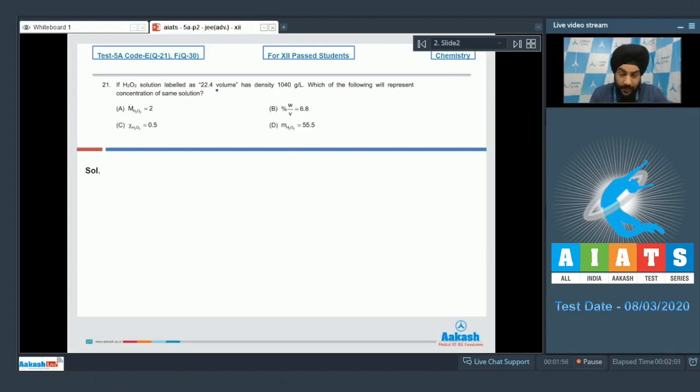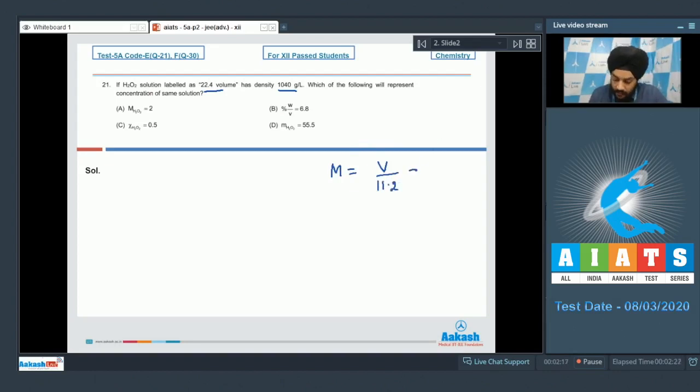If H2O2 solution labeled as 22.4 volume has density equal to 1040 gram per liter, which of the following will represent the concentration of the same solution? So students, if we talk about the volume strength and the molarity, we know that they are related as M equal to volume strength divided by 11.2.